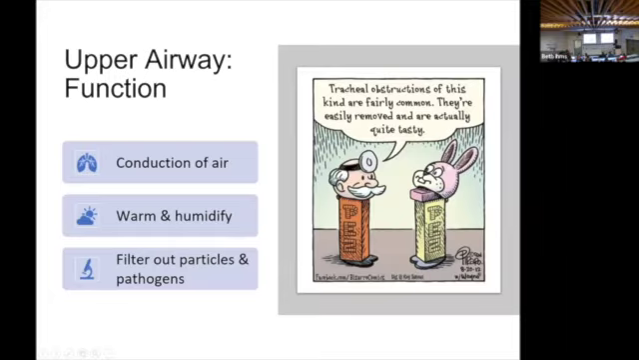So the function of the upper airway is very important because when we get disease, it's going to cause dysfunction. It's going to interfere with these 3 things. The main purpose of the upper airway is conduction of air. It also conditions the air for us, so it warms it and adds humidity. And it is also our first barrier to filtering out larger particles and potential pathogens.